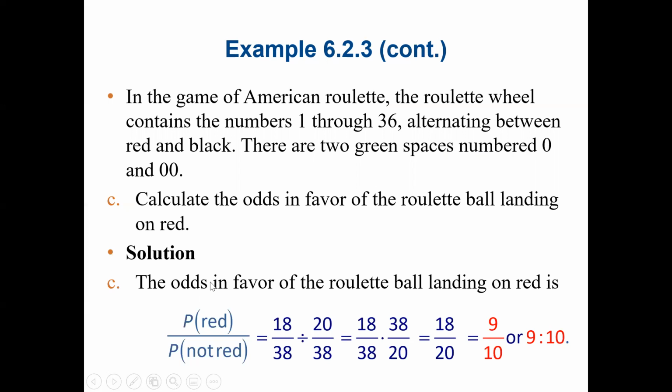Again, the odds in favor of the roulette ball landing on red will be the probability of red divided by the probability of not red. Now, the odds in favor of the green spaces: in this case, we know the green spaces is 2. So the probability of green spaces will be 2 over 38, then divided by the probability of not green.